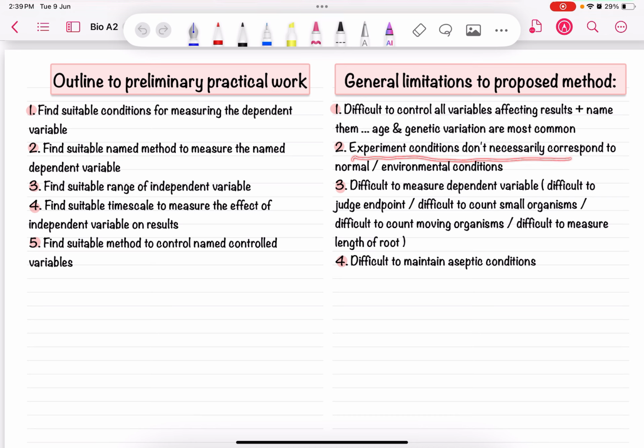Experiment conditions don't necessarily correspond to the environmental condition. This is written a lot, but not the most common. There is that one. It's always difficult to control, difficult to measure. Difficult to measure the dependent variable plus saying why. Then difficult to maintain aseptic conditions.